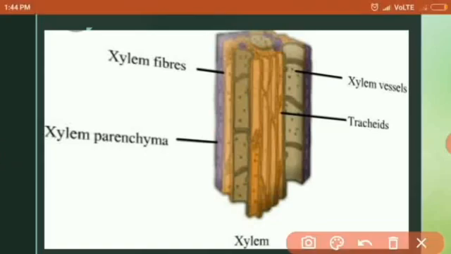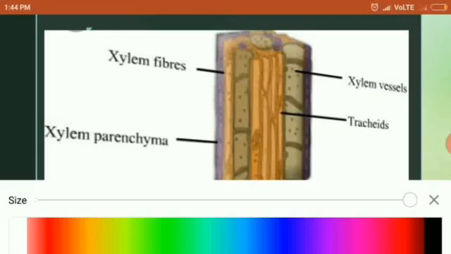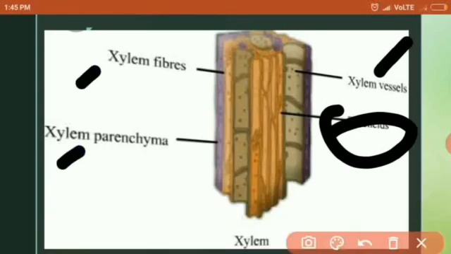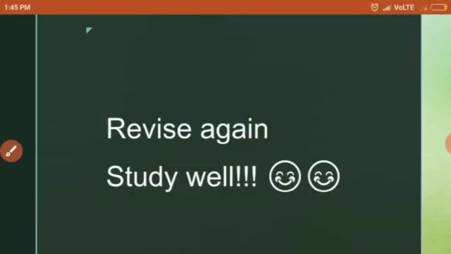Here you can see tracheids. Let me change the color. Okay, here are tracheids, then xylem fibers, and xylem parenchyma. So this is all about xylem. Now revise it again, study well, and have a nice day.